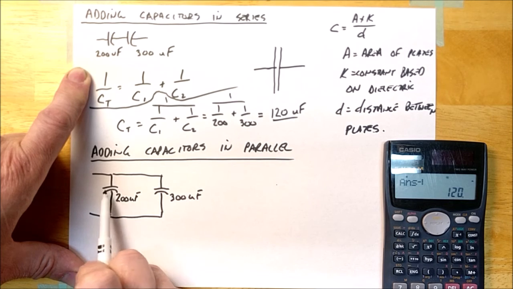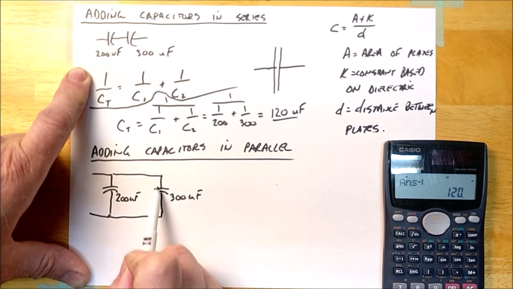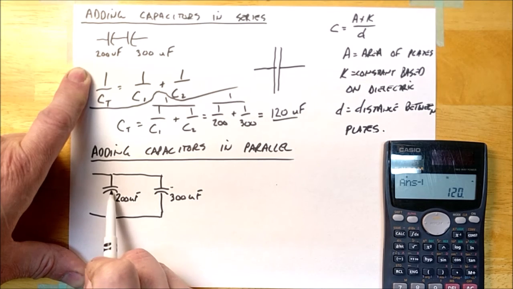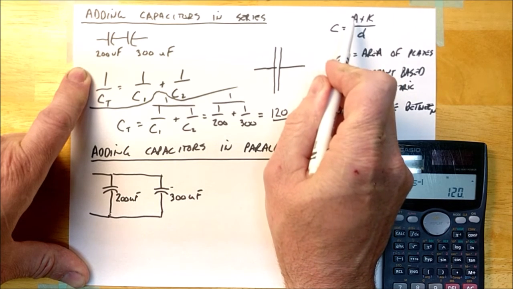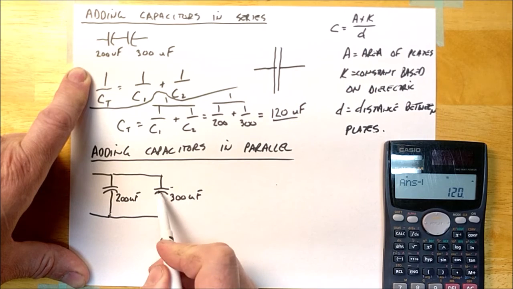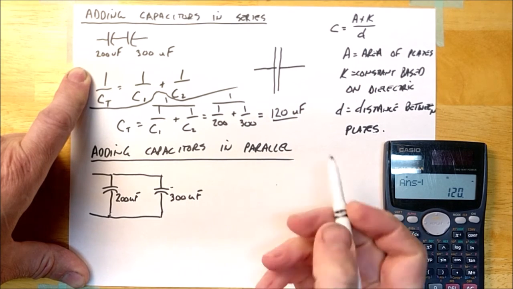All right, guys? Now, what about when they're in parallel like this? Well, if you can look at it and compare it to this, now I've got electrons to pile on here, I've got electrons to pile on here, I've got electrons I can leave this plate, leave this plate. So I'm actually adding a whole bunch of area to the plates. I'm leaving the distance between the plates alone. Basically, I've just created a larger capacitor by doing this.